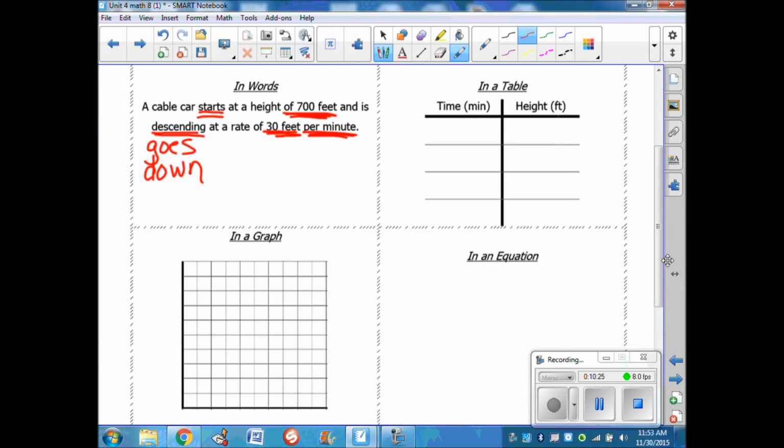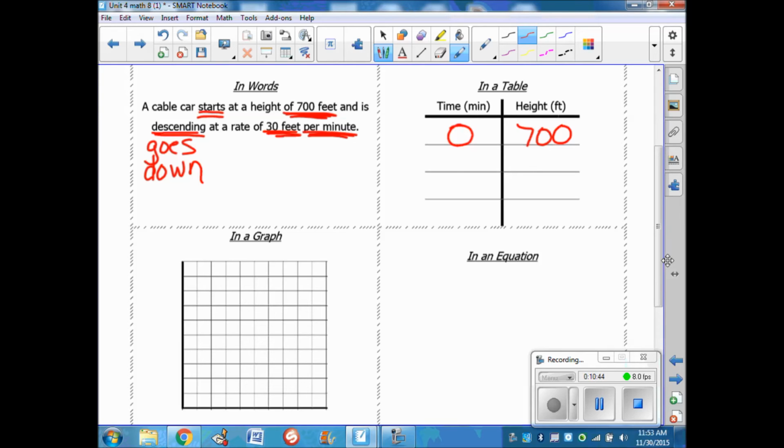Okay, so that's the in words. So let's go to the table. All right, so if I'm at time 0 minutes, no time has passed, I haven't started descending, what's my height? What's my starting point at 0 minutes? I'm starting at 700 feet.